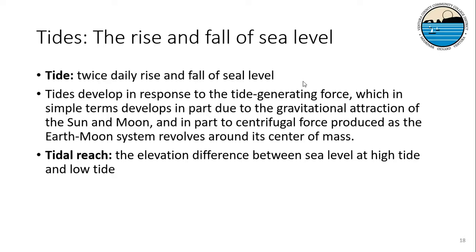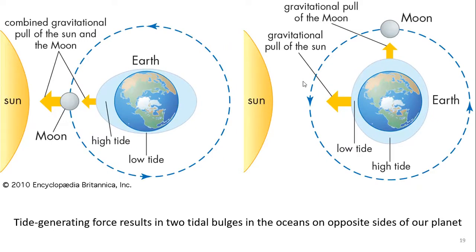And that can be quite different depending where you are in the world. So here's a little diagram of this that explains why we have tides. So we have this gravitational force. The Earth has a gravitational force, so does the moon and the sun.